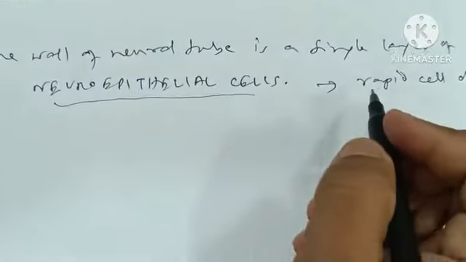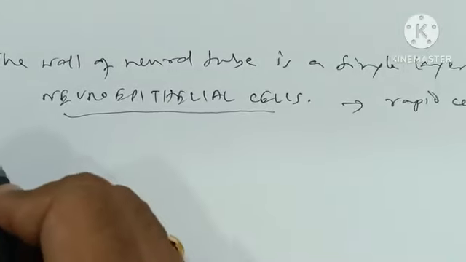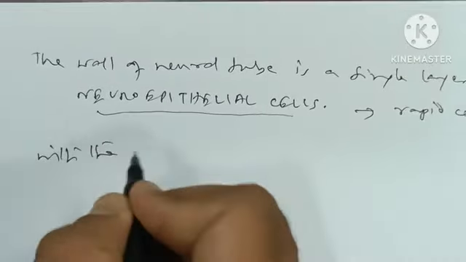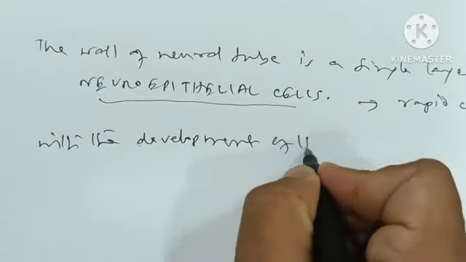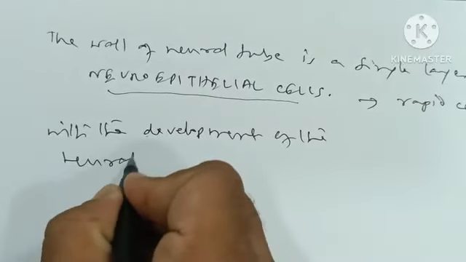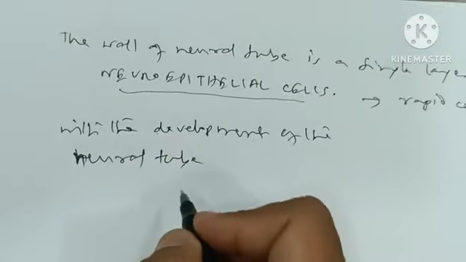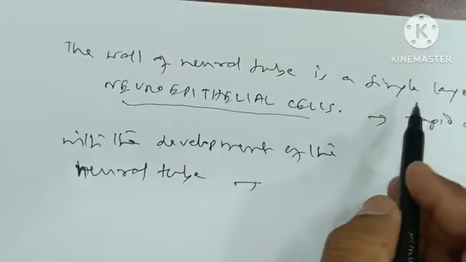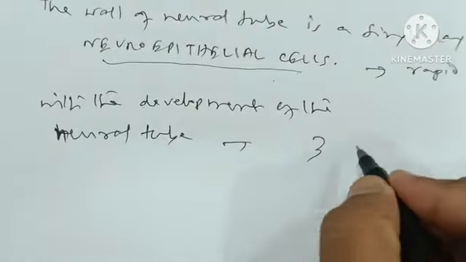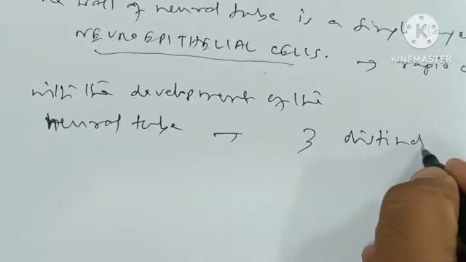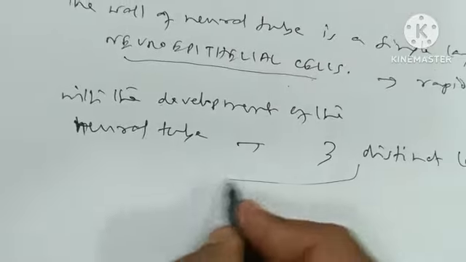And with this development of the neural tube, this single layer of wall will differentiate into three distinct layers. What are those three distinct layers?